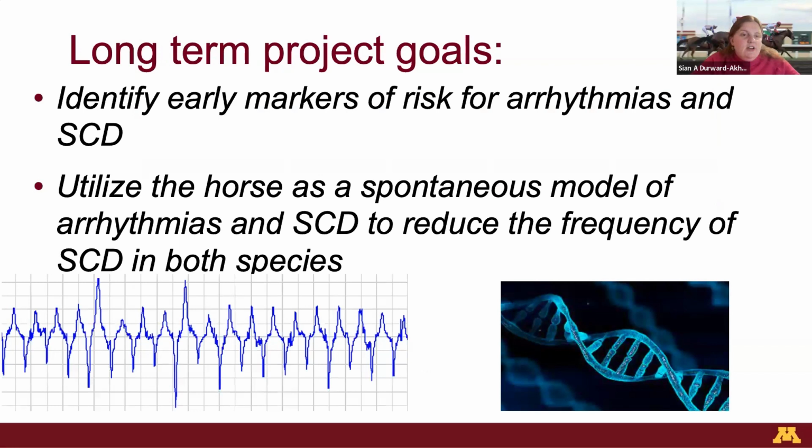So the long-term project goals are really to identify early markers of risk for arrhythmias and sudden cardiac death, and then utilize the horse as a spontaneous model to reduce the frequency of sudden cardiac death in both species.